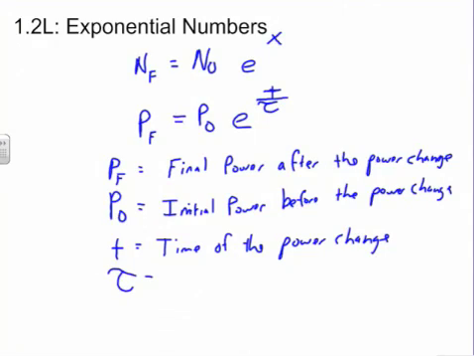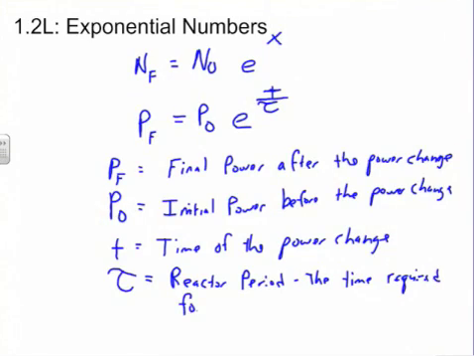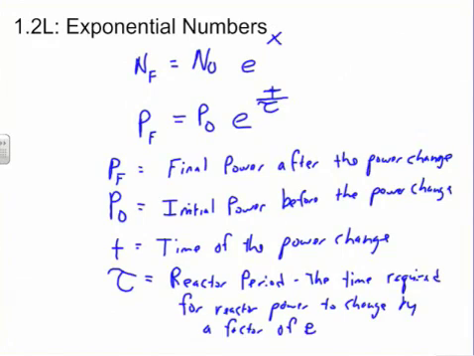And then tau is equal to what's called the reactor period. The reactor period is defined as the time required for reactor power to change by a factor of e. And remember that e is an irrational number, but it's approximately 2.71.